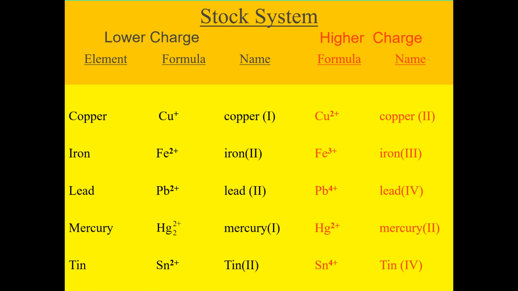So mercury is a bit unique in that regard when it comes to the formula for the ion. And then we have tin, and there are many others as well. In fact, the tables that I've provided for you in Canvas give a comprehensive list of all the ions that are of this type, where you can have different ions of different charges formed from the same element.